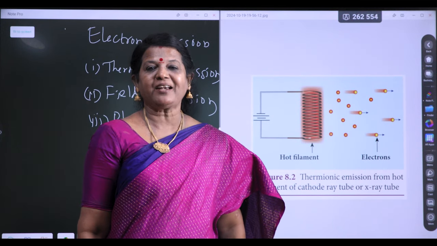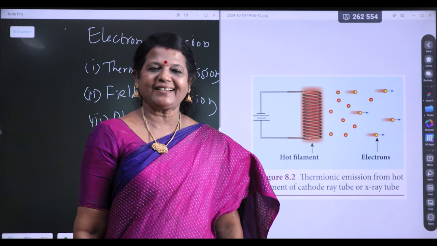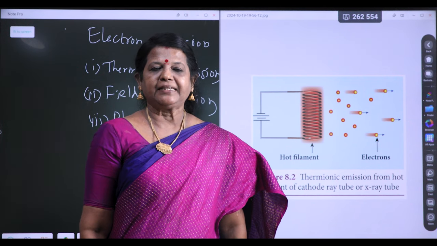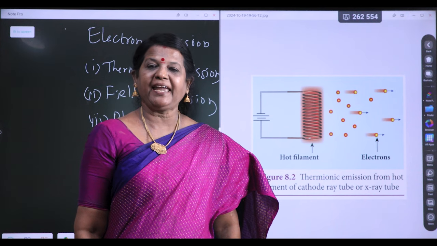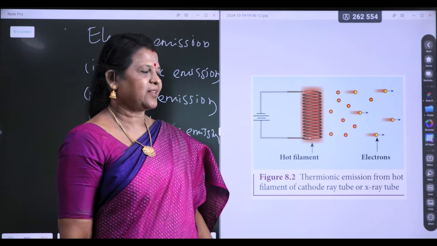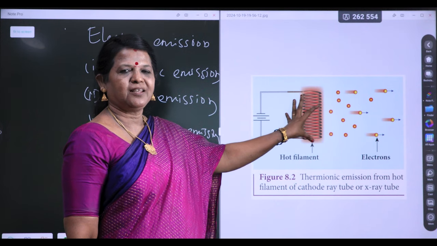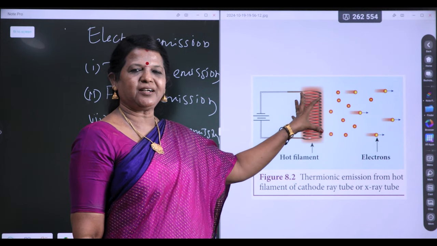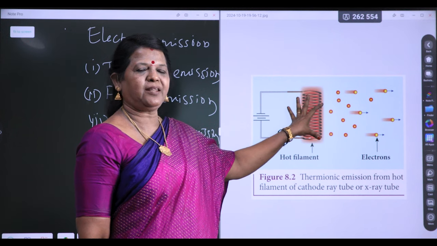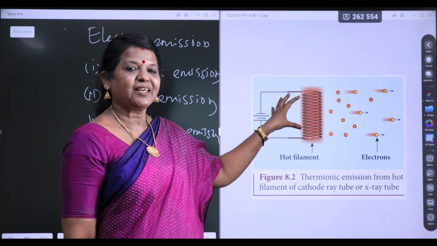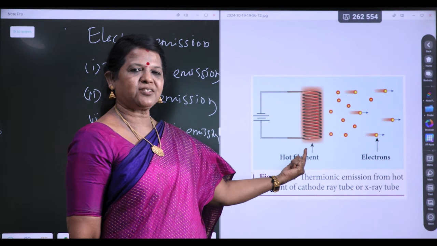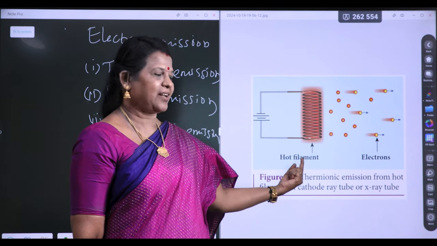In the case of thermionic emission, there are many examples: cathode ray tubes, electron microscopes, X-ray tubes. Here it shows the thermionic emission. This is a hot filament. A high value battery is connected to a filament, so the filament is heated up. Heat energy is given to the filament, so it is at a high temperature. So it is named a hot filament.